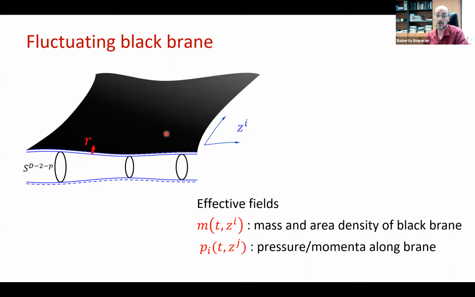Turns out here that they can also be rewritten in a way that maybe is a little more intuitive, something that we can describe as the mass density or area density of the membrane at each point, something that measures, say, the thickness of the brane at each point, and then also in terms of something that could be some pressure or momenta along the brane, directly related to the velocity field that we showed before.